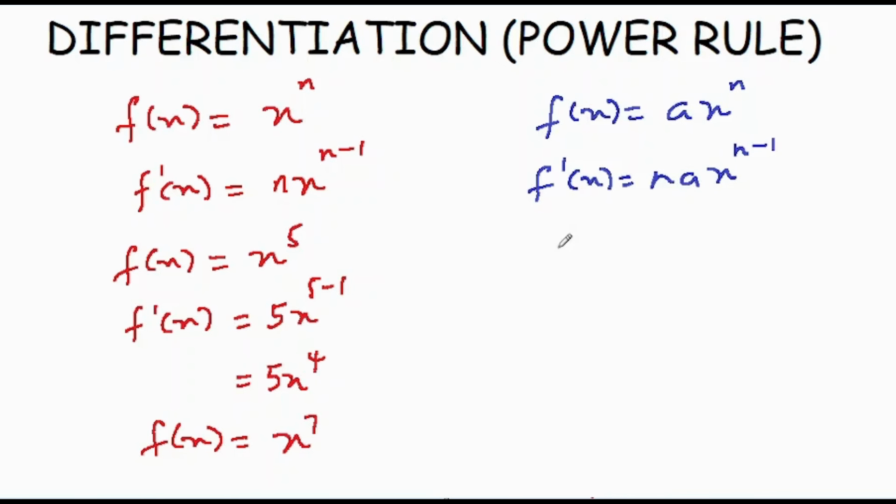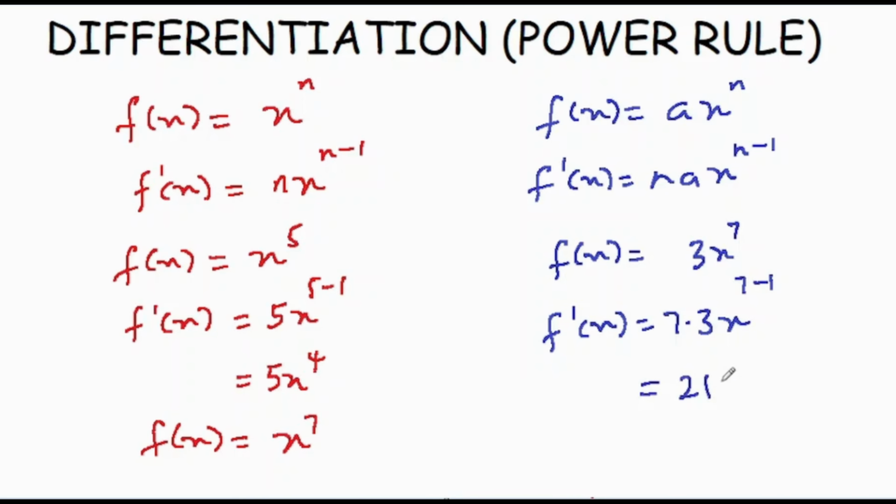Let's take an example. Let's say we have f of x equals 3x raised to power 7. Alright, so what's f prime of x now? So we'll bring down the power, which is 7, multiply by 3, our constant. Then we'll reduce the power by 1, 7 minus 1. And we're going to have 21x raised to power 6. So we can try this as an exercise. That's 2x raised to power 3.